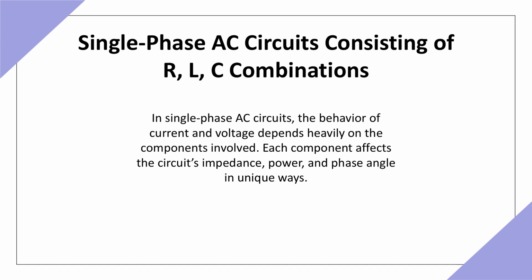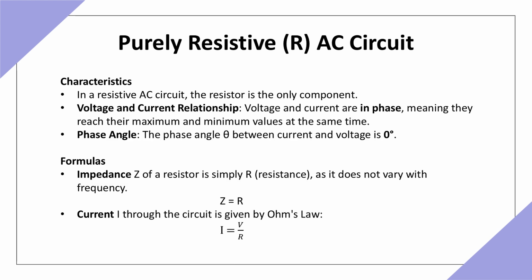When we combine basic components, resistors, inductors, and capacitors, each affects the circuit differently. Their unique properties create distinct relationships between voltage and current, which we'll explore in detail through each combination. In a purely resistive circuit, the voltage and current are in phase, meaning they reach their peaks simultaneously.